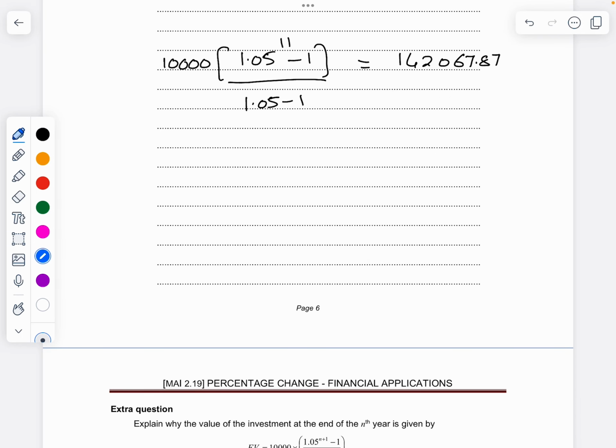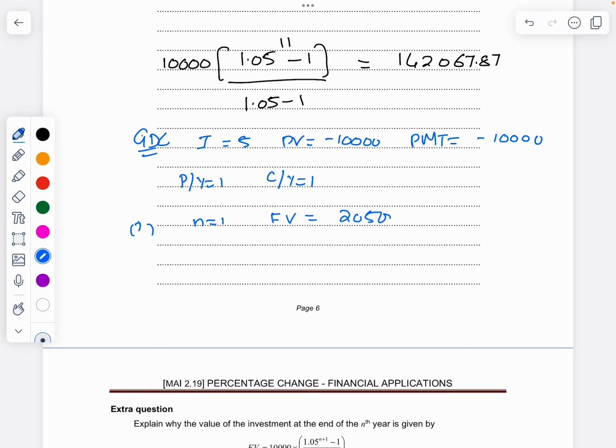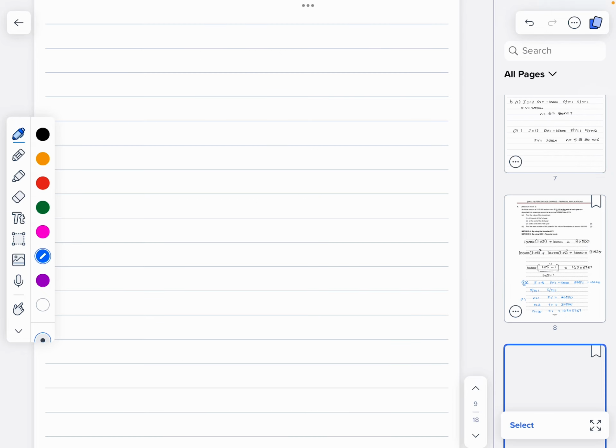So in that case, I take I equals 5, principal value is minus 10,000, and PMT also equals minus 10,000, then P/Y equals 1, C/Y equals 1. Then set n equals 1, your final value will become 20,500, n equals 2, your final value will become 31,525, n equals 10, your final value will become 142,067.87. Now that is for part A.